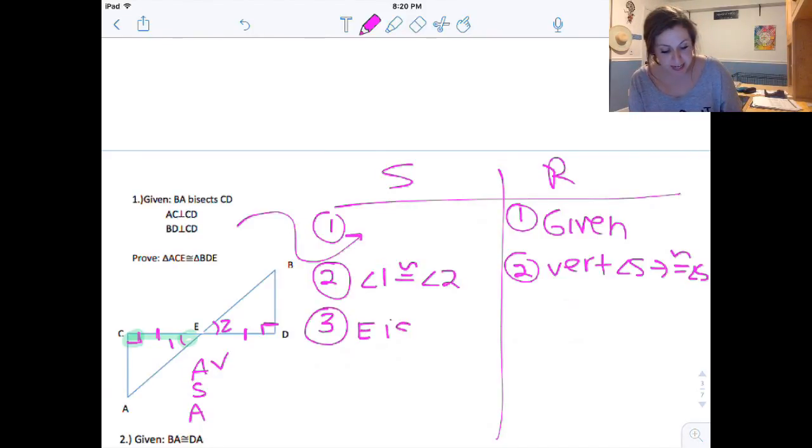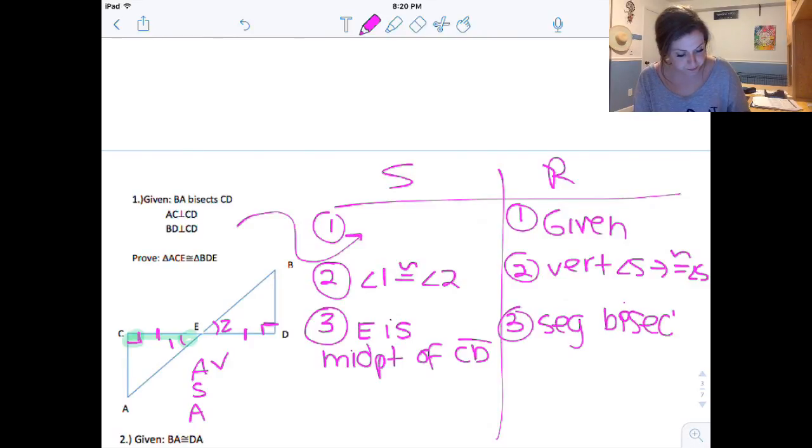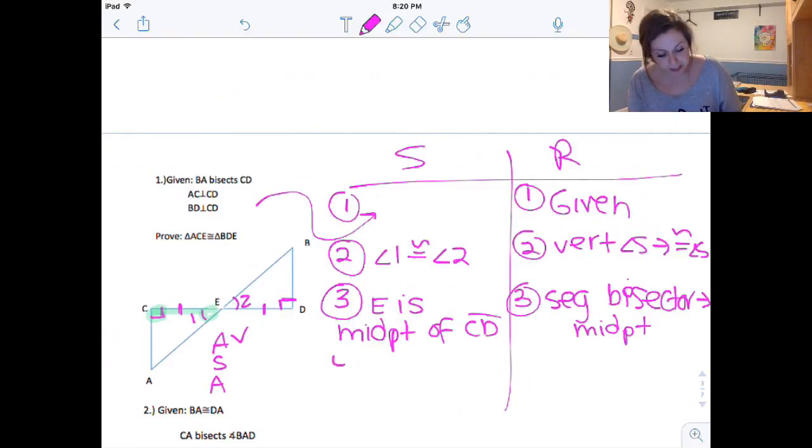E is the midpoint of CD because whenever I talk about a bisector, I want to know what type. So a segment bisector. A segment bisector implies a midpoint. And a midpoint is going to give me congruent segments. So then I could say CE is congruent to DE.